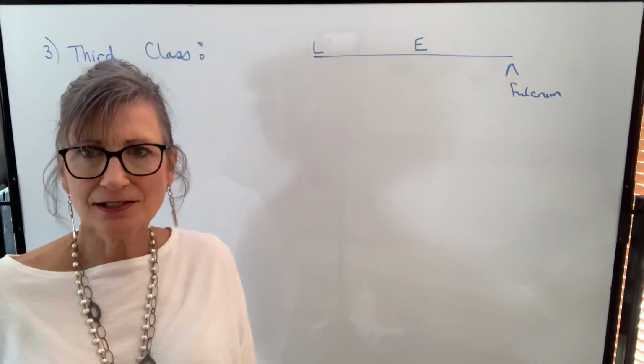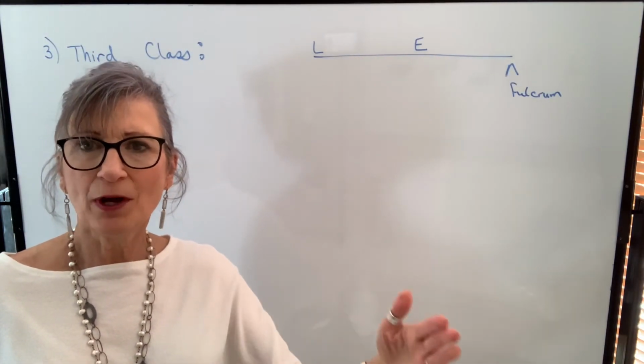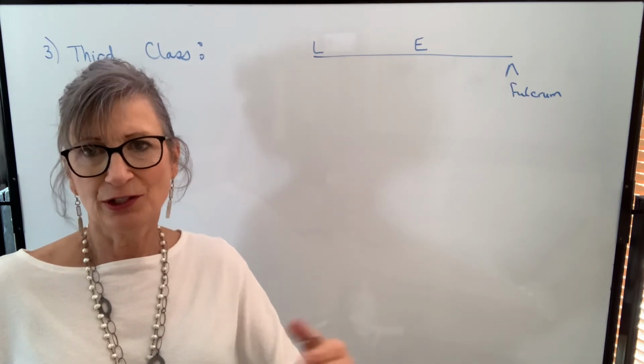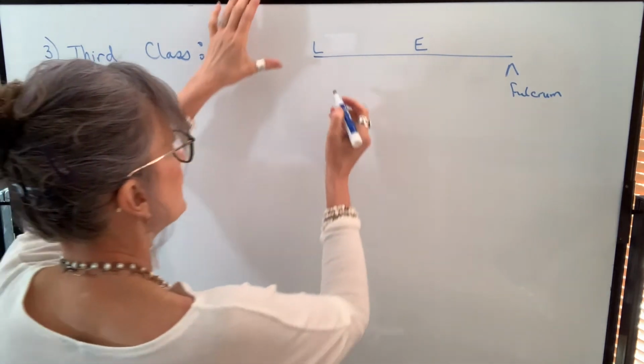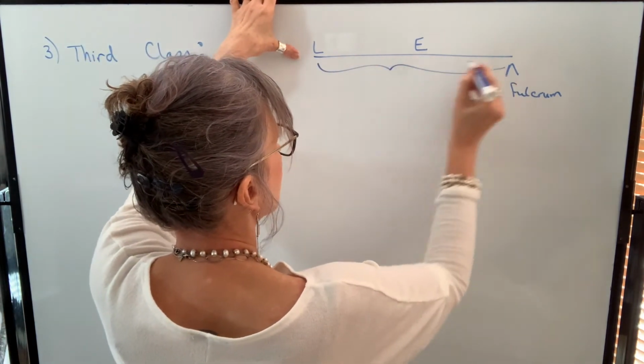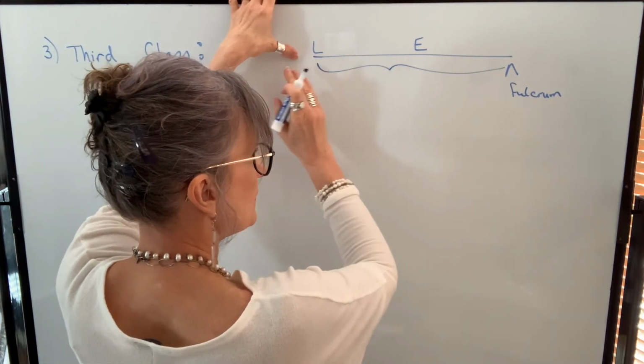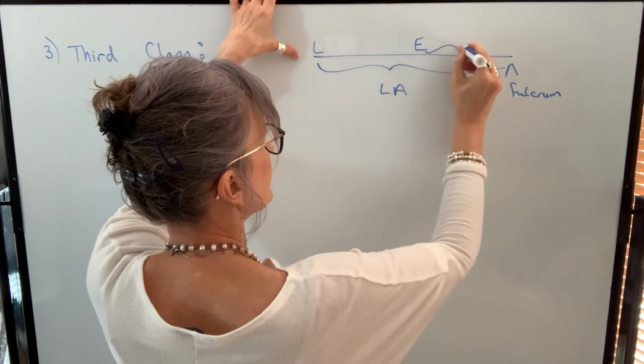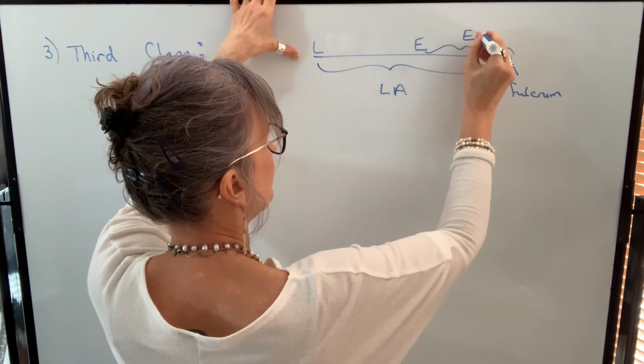Definition of a third-class lever is that we have the fulcrum at one end and load at the other, and the effort somewhere in between those. So in this case, the load arm is the distance from the load to the fulcrum, so it's the total length, and this will be the distance of the effort arm.